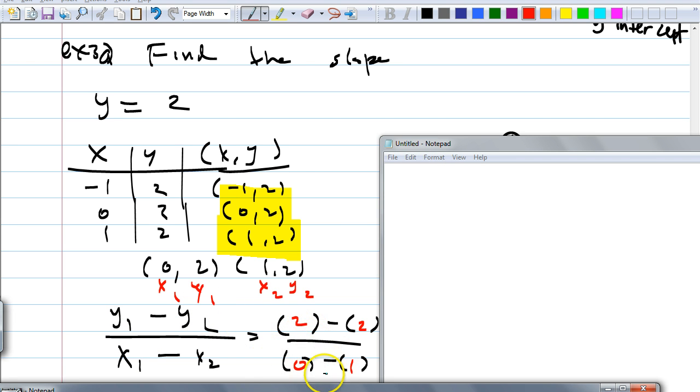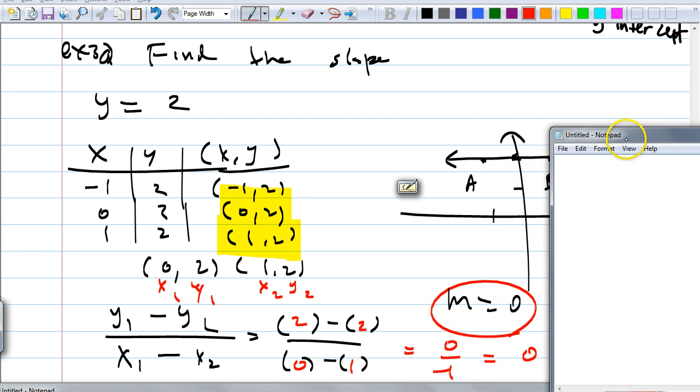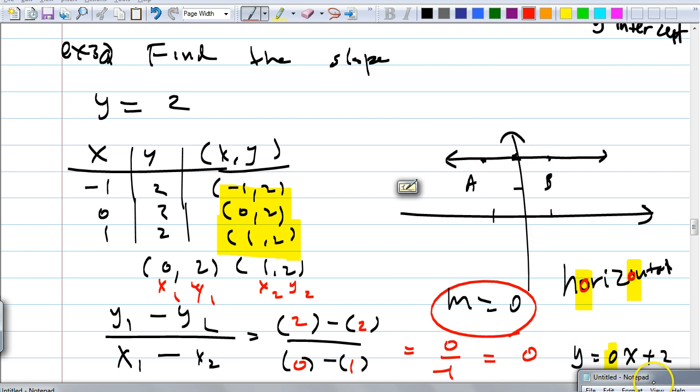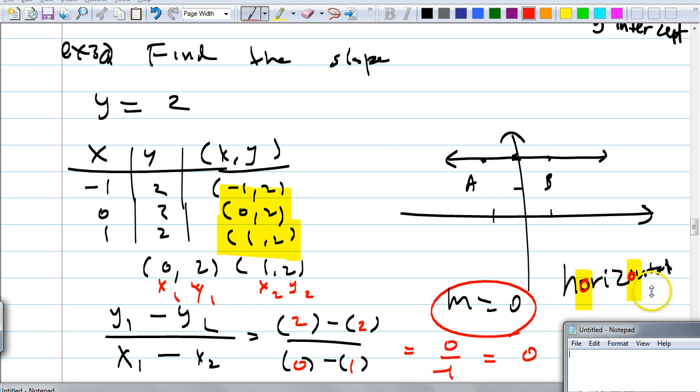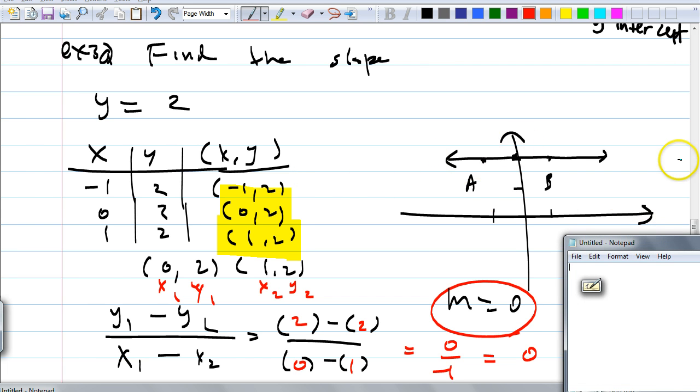Look at the bottom. You get negative 1. What is 2 minus 2, guys? 0. So, what's 0 over negative 1? 0. Guess what? The slope of this line is 0. And when you graph this line, don't you get a horizontal line? Okay. So you get a horizontal line.